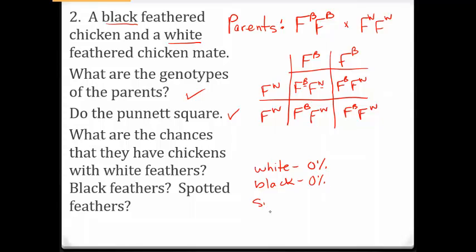So by default, having spotted. Spotted is 1 of each, the black and the white. All 4 of our boxes. So you could put 4 out of 4, 100%. These 2 parents are going to have little chicks that look nothing like them specifically, but are actually the 2 colors, both of the colors, showing up at the same time to get that spotted look.